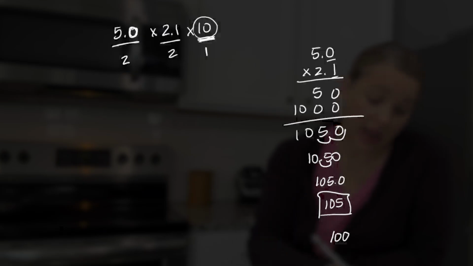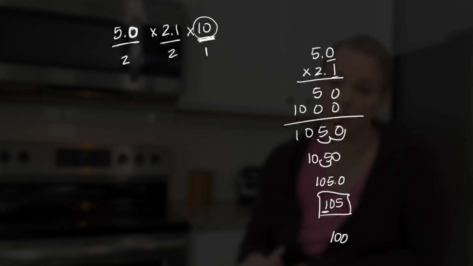Because if this were an 11 instead, we could report it to 2 and be 110, but no, we only have one significant figure, so we have to go all the way up to 100, because then that has one significant figure and it matches this one.